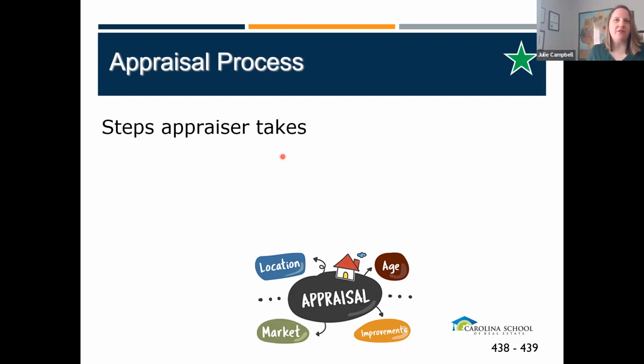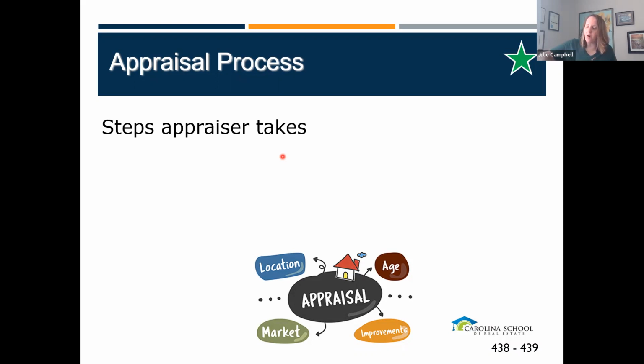Did you guys bring your magnifying glass to class today? I should have had you do that, huh?